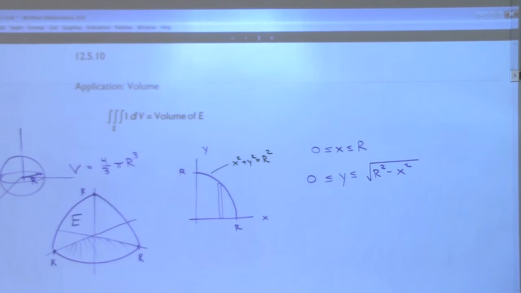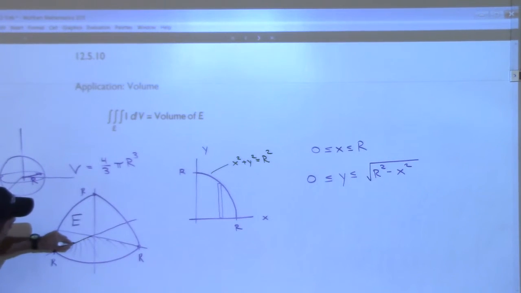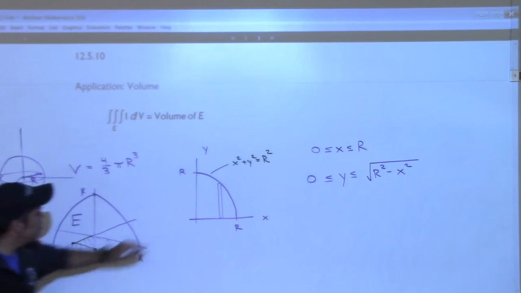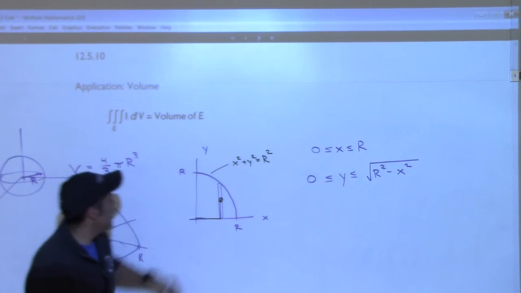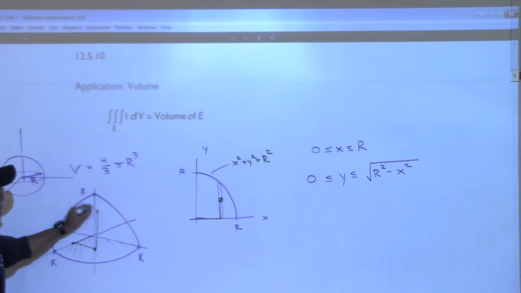And then what's our Z between? So now you've picked an X between 0 and R. You've picked a Y, which isn't here. So we've kind of gone out here and gone here. Our Z has to be between where and where? Somewhere in here, and we have to punch through this thing.